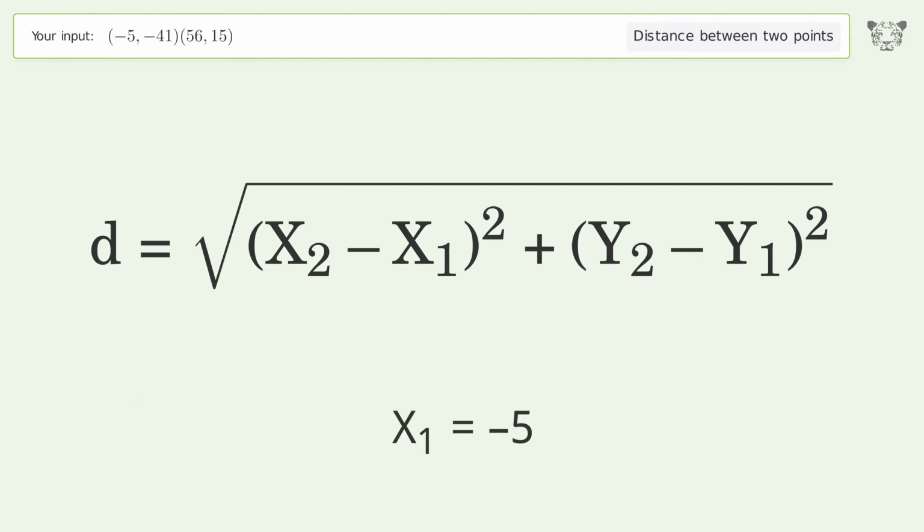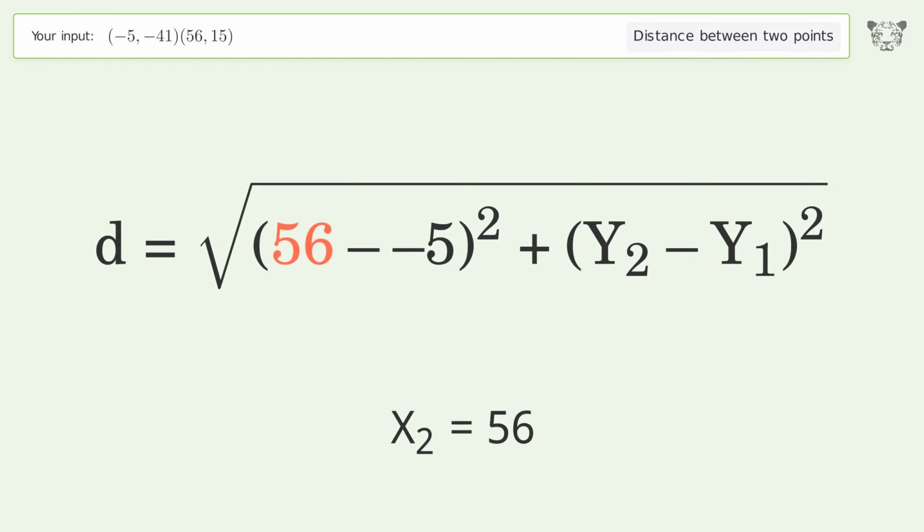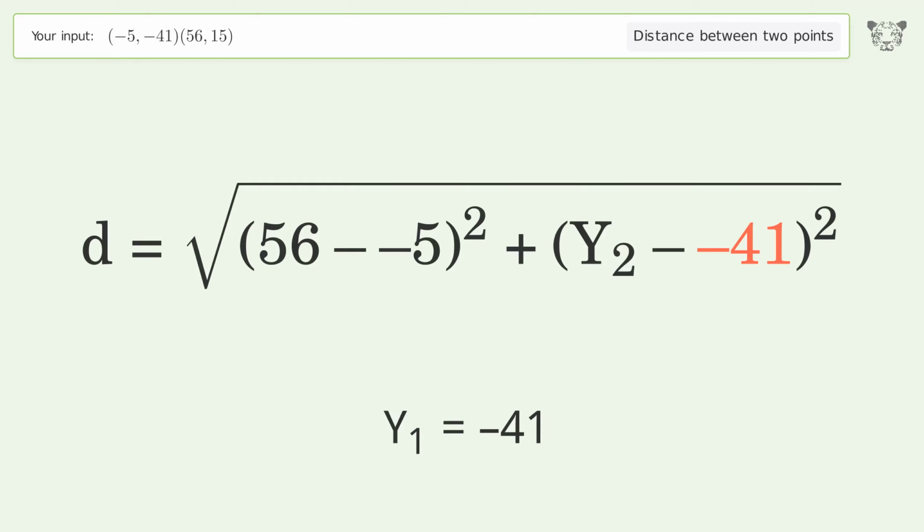x1 equals -5. x2 equals 56. y1 equals -41. y2 equals 15.